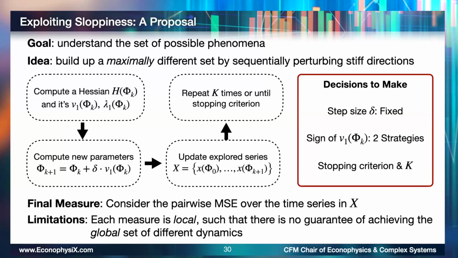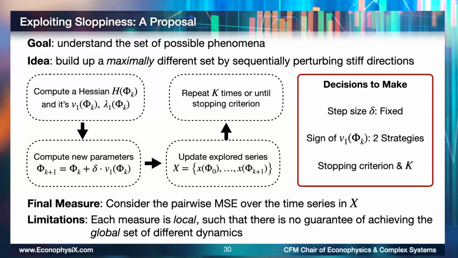And so the idea is that even though this is just a local phenomenon, we can do this sequentially to try to create this series of points in parameter space that give you this maximally different set of observed outputs. And so effectively what I'm trying to do is, in a clever way, sample the parameter space. So as a measure for this, I just use the mean squared error over the time series we observed. And it leaves us with a couple of decisions to make.